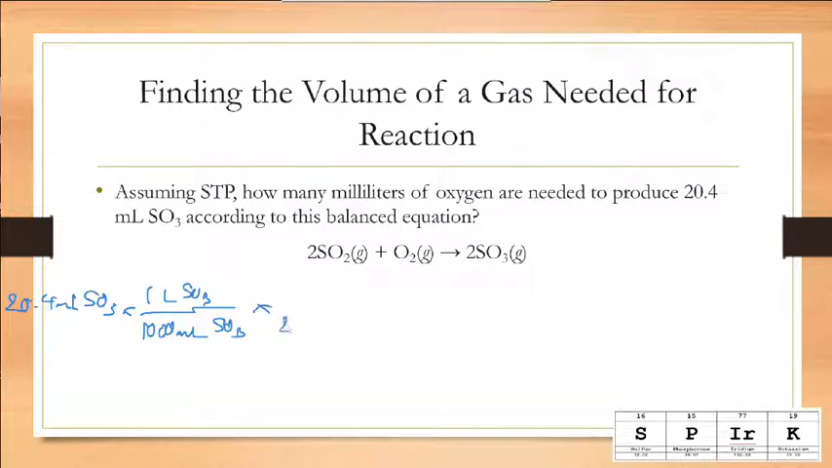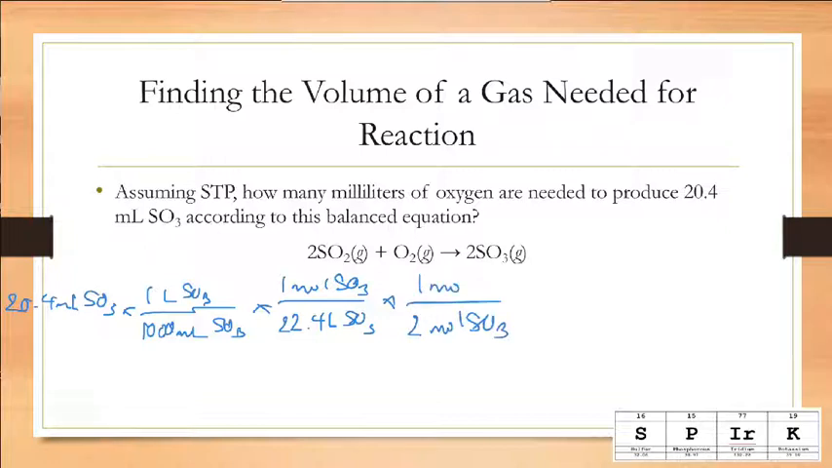And there are 22.4 liters of SO3 for every 1 mole of SO3. Now we've come to our mole-to-mole ratio. 2 moles of SO3 for every 1 mole of O2. And now we're looking for the milliliters of O2. So we start with moles of O2, and we say 22.4 liters of O2 for every 1 mole of O2.